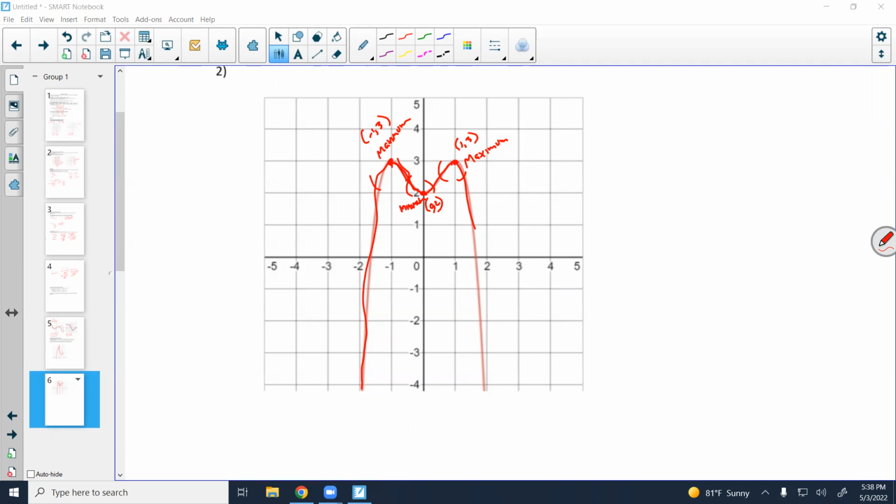Again, in this class, you really don't need to know the full details of what it means by an interval, other than just a section of the graph. If you go on to calculus, you'll get into much more detail of that. And that is all we have for this section.